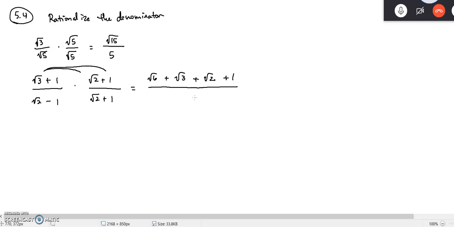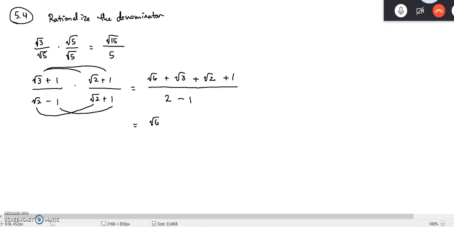On the bottom, when you multiply this out, it's sum and difference. So you can multiply it all out, but the two middle terms are going to cancel out every time. We've seen that a few times. So you can just do the first and the last, because the outer and the inner are going to cancel out. So you do square root of 2 times square root of 2 is just regular 2. Minus 1 times 1 is just 1.